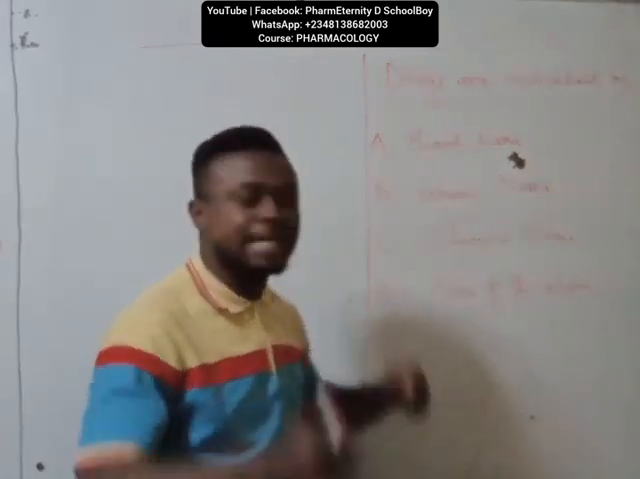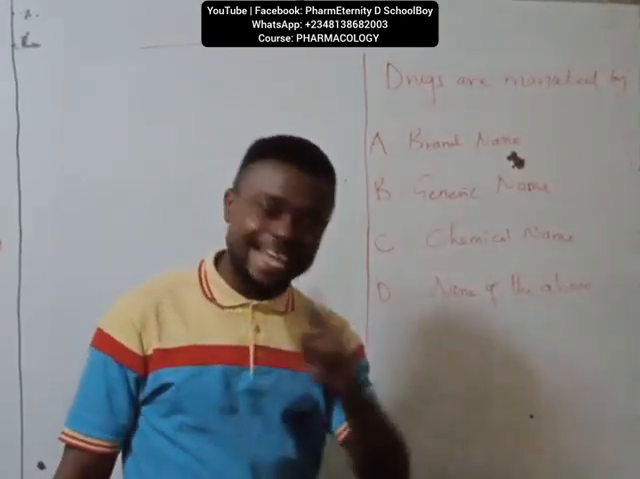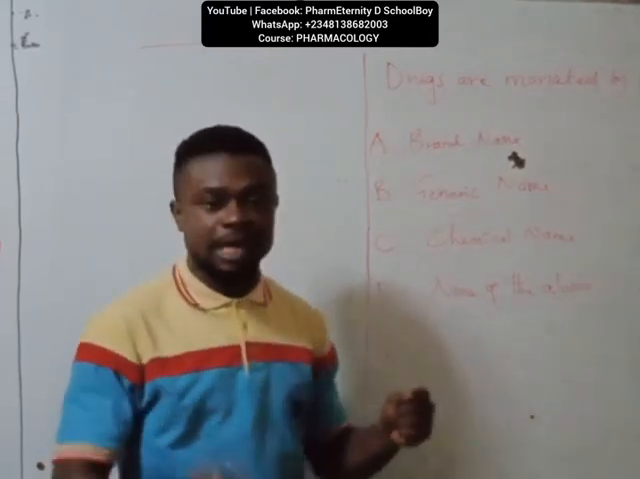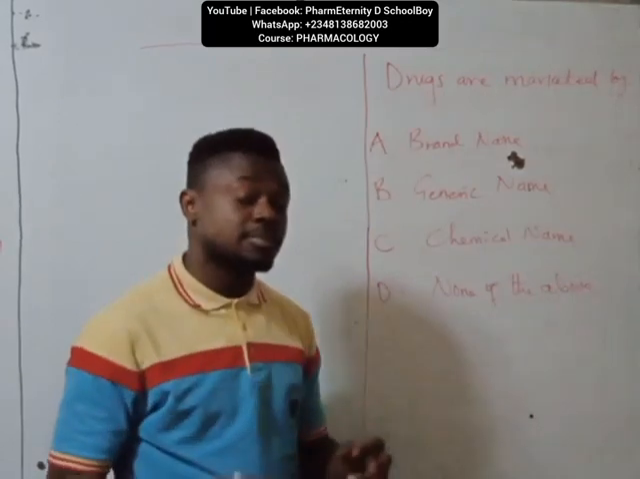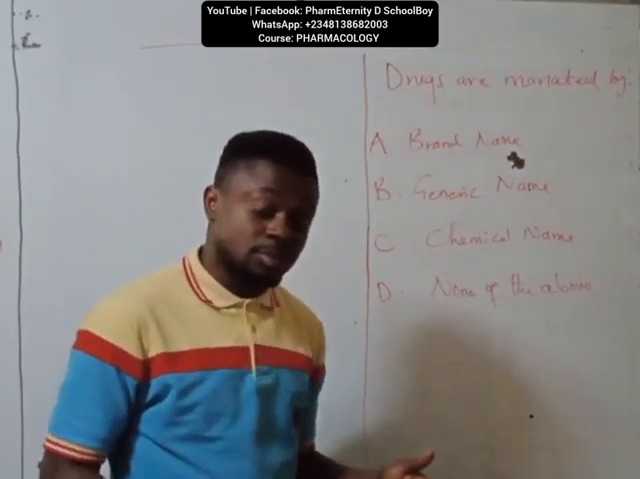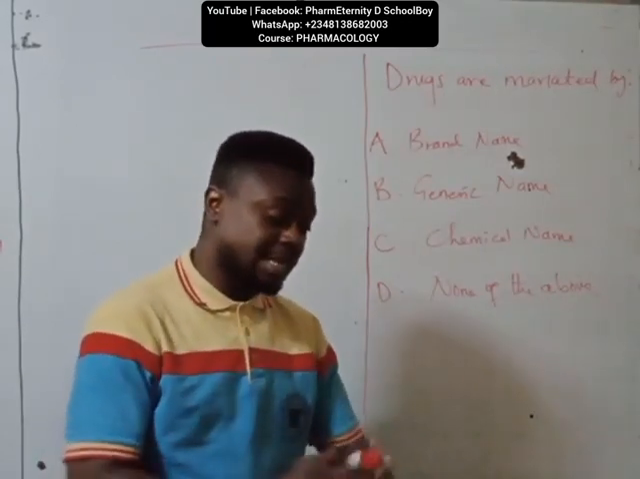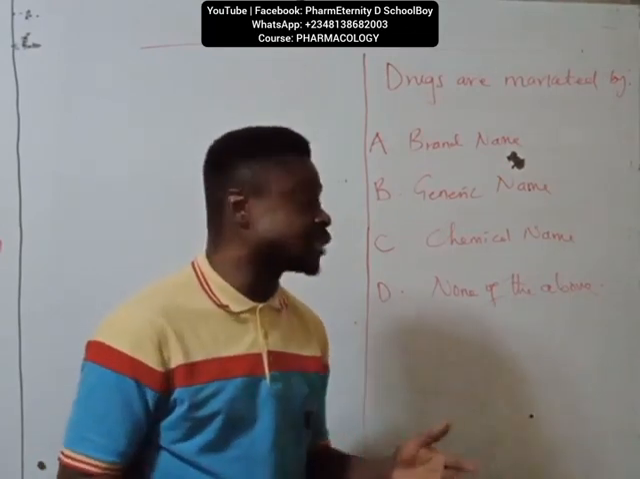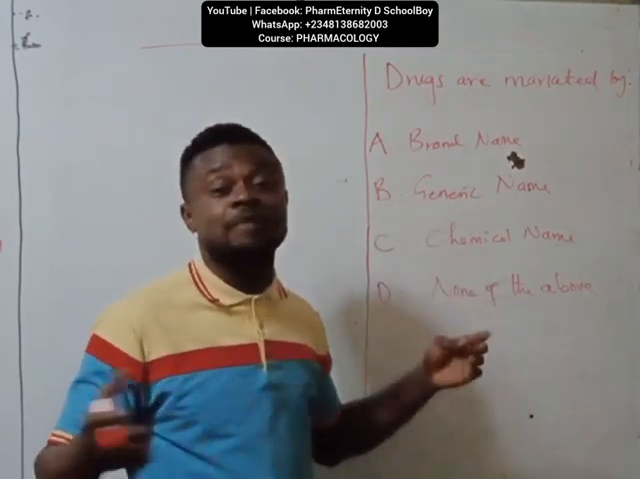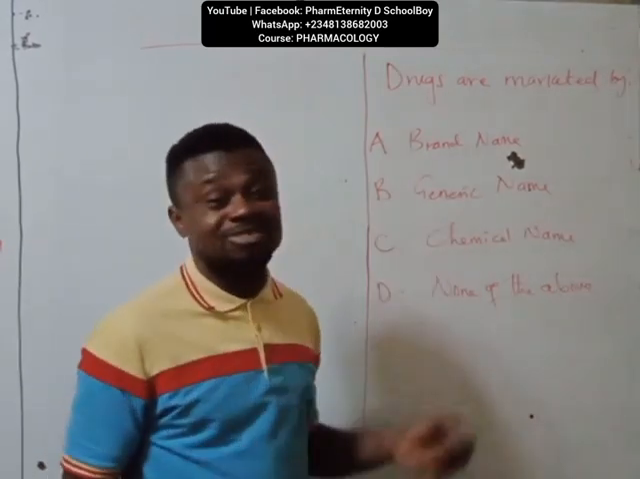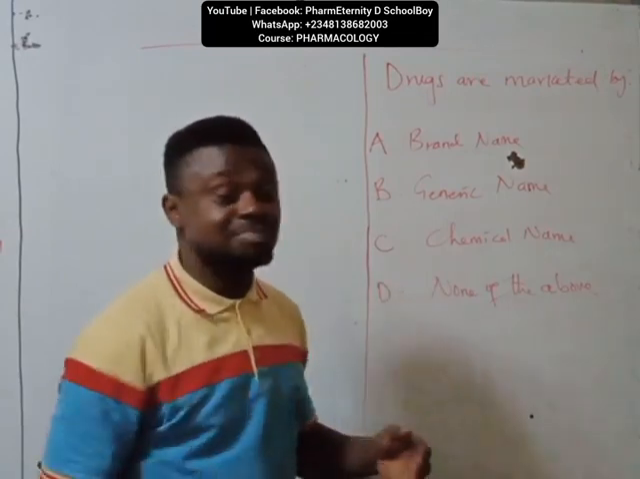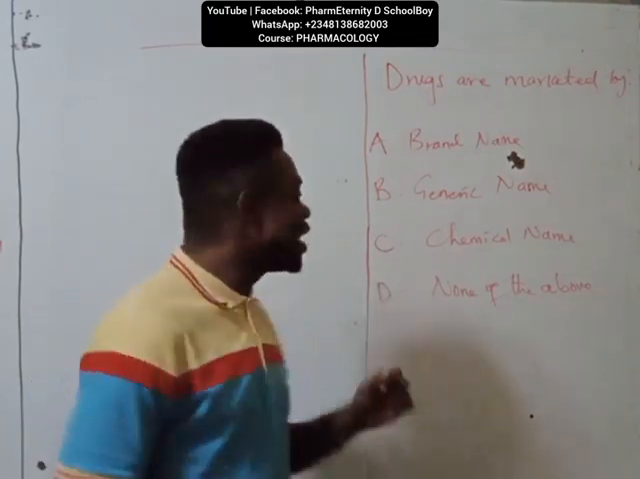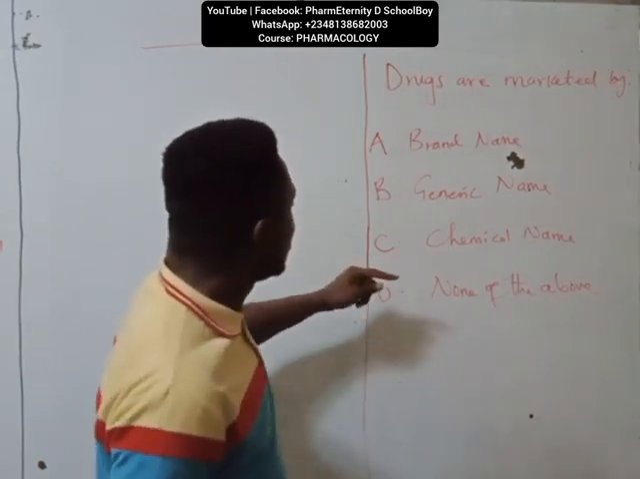So actually, drugs are marketed with brand names. Now, even though, as I said, there are those drugs whose patent right has expired, some of these manufacturing companies may not want to brand it. They may just market it with the generic name. It happens. Now let me give an example to illustrate this.